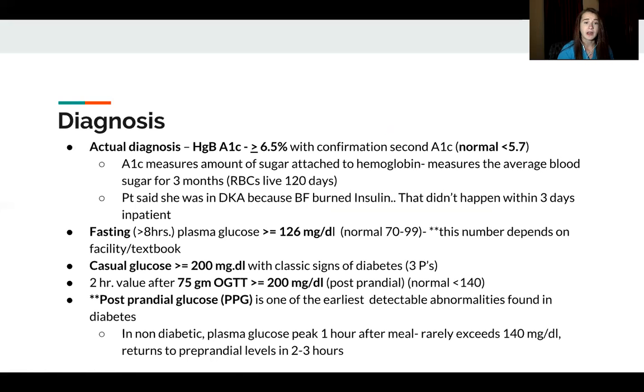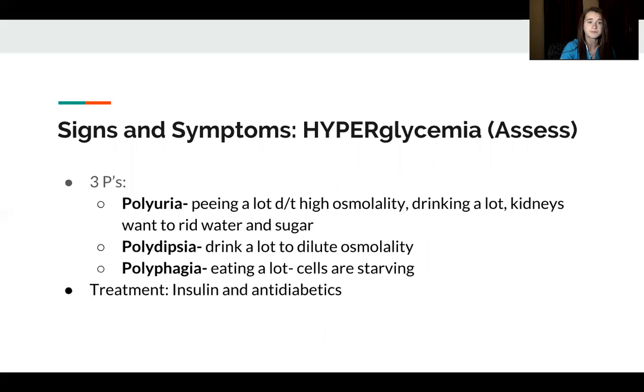There is a 2-hour value after a 75-gram oral glucose tolerance test. So the doctor will give you 75 grams of glucose orally and see how your body reacts. If it's over 200, 2 hours after this, which is a postprandial, you are more likely to have diabetes, and a normal is less than 140. A postprandial glucose, or after meal glucose, is one of the earliest detectable abnormalities found in diabetes. In non-diabetic patients, the plasma glucose actually peaks 1 hour after a meal, but it rarely goes over that 140. So if it's over 140, then you're starting to think that you have diabetes. And it normally returns to preprandial levels, so before meals, in about 2 to 3 hours.